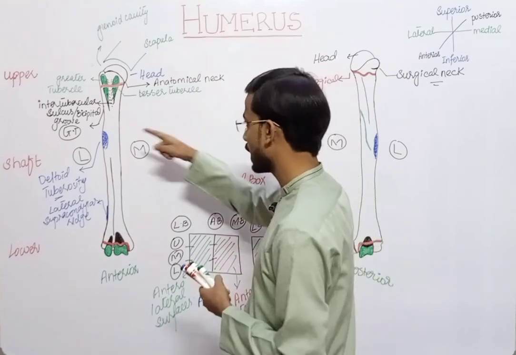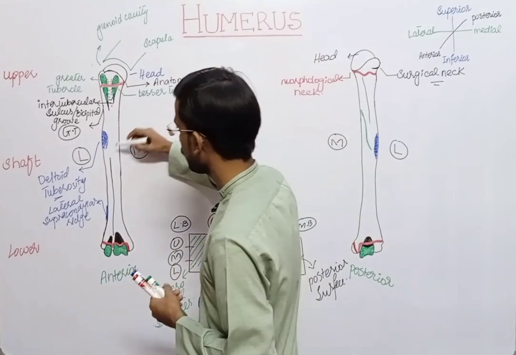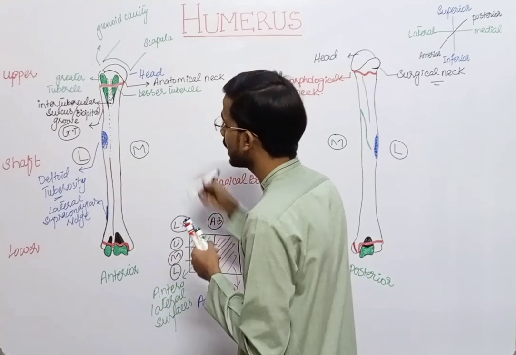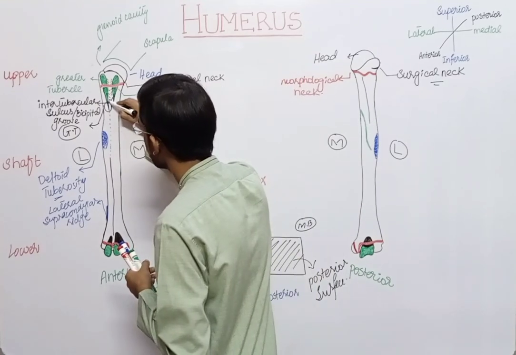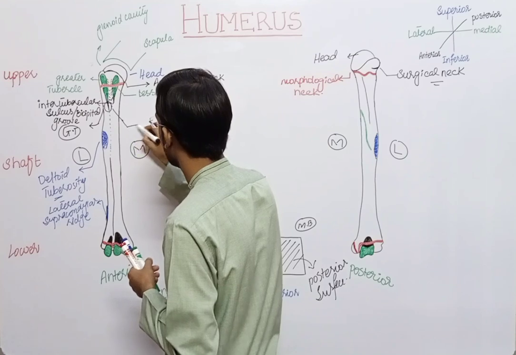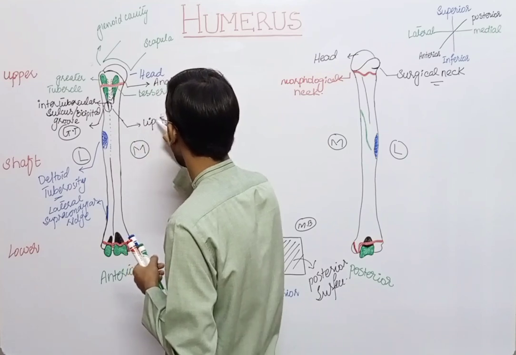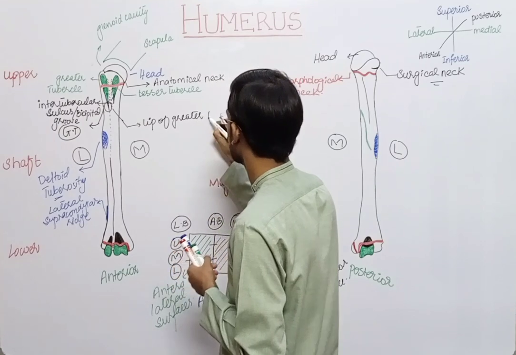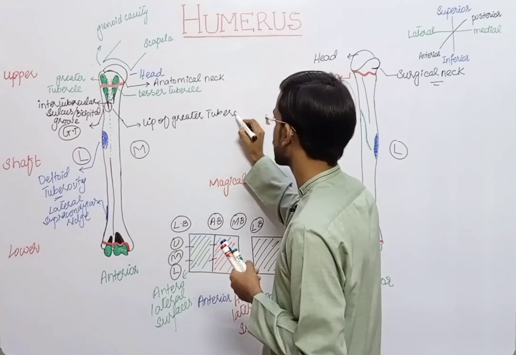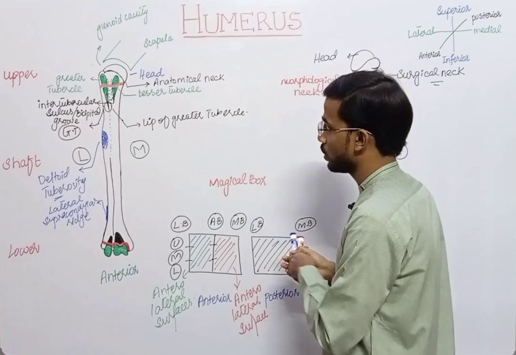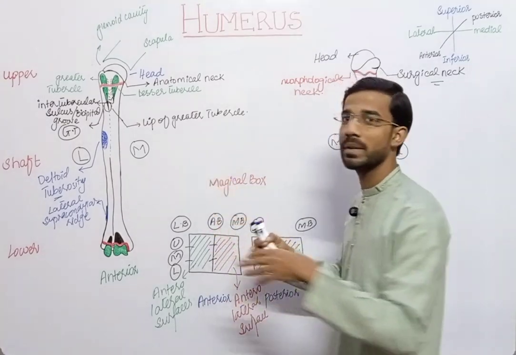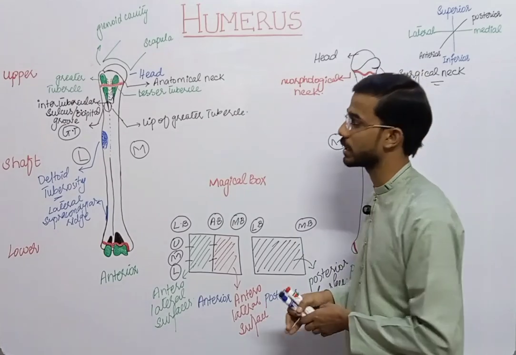And next, the anterior border is further divided into three portions: upper, middle, and lower. So this is actually the anterior border. In the anterior border, there is a lip of the greater tubercle. So the upper portion contains the lip of the greater tubercle. Lips are basically the projections of the greater tubercle.